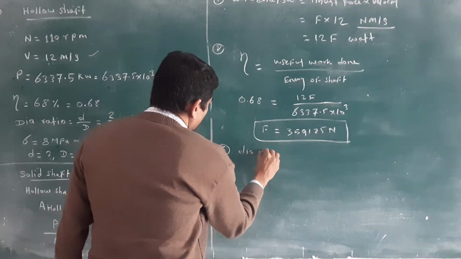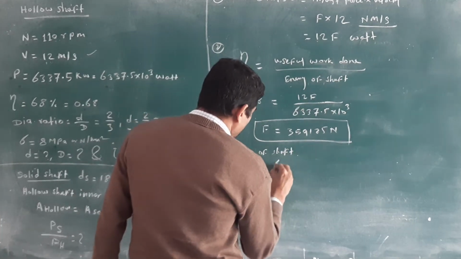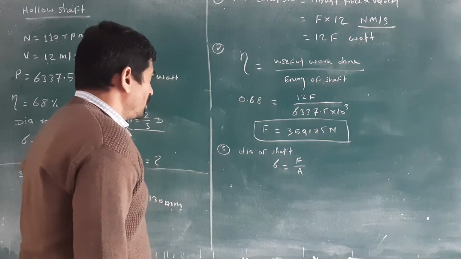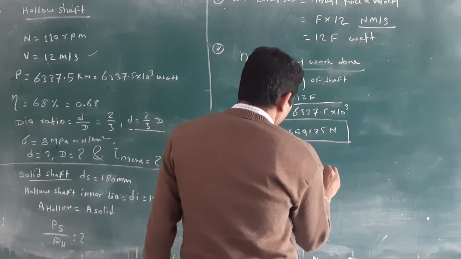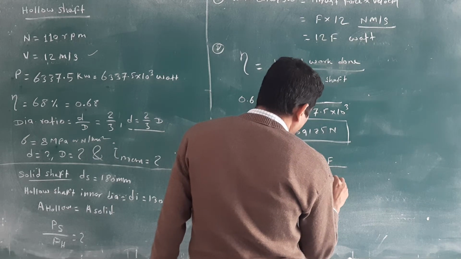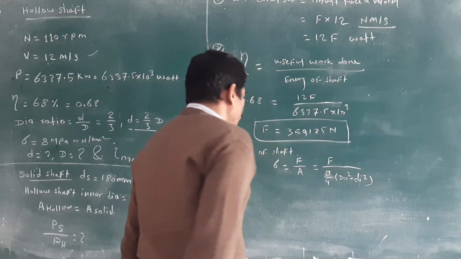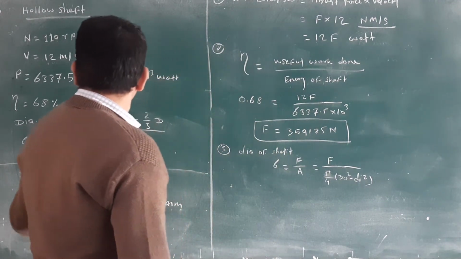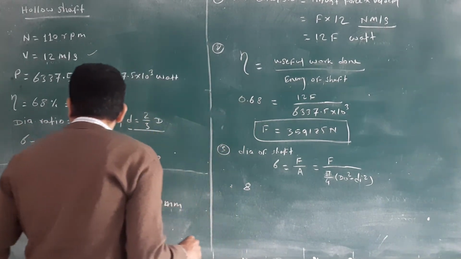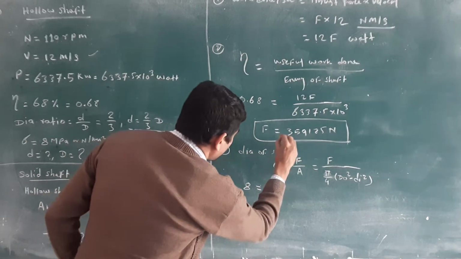Then next step is the third, diameter of the shaft. Once you have got this, then we can calculate the diameter of the shaft with the help of stress formula. What is the stress formula? Sigma is equal to F by A. Again, I will simplify that formula. F divided by pi by 4, what is the area of the hollow shaft? dO square minus di square. Right? Then put the values in this equation. What is the sigma? 8 Newton per mm square or megapascal. 8 megapascal is equal to, what is the F? We have calculated here 359125.